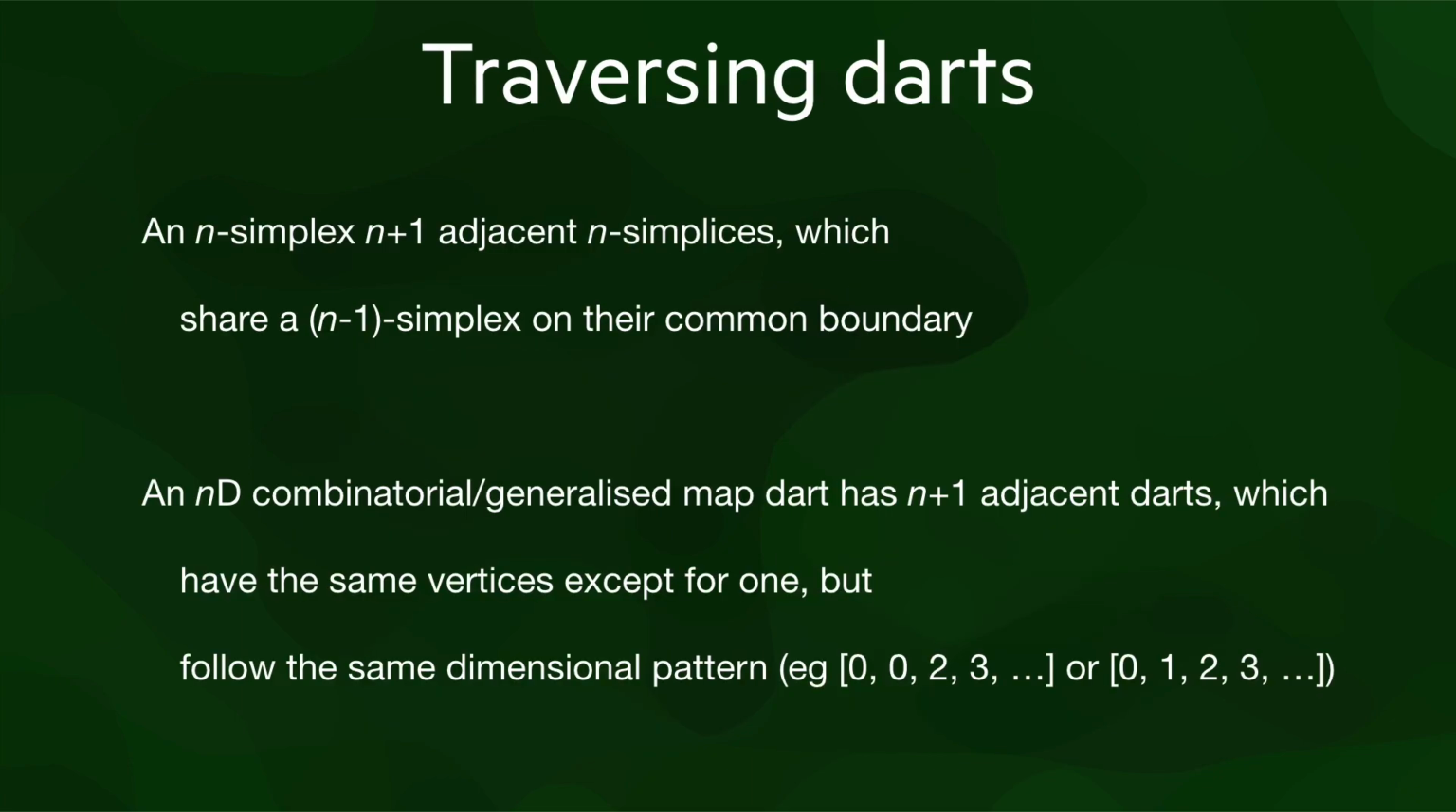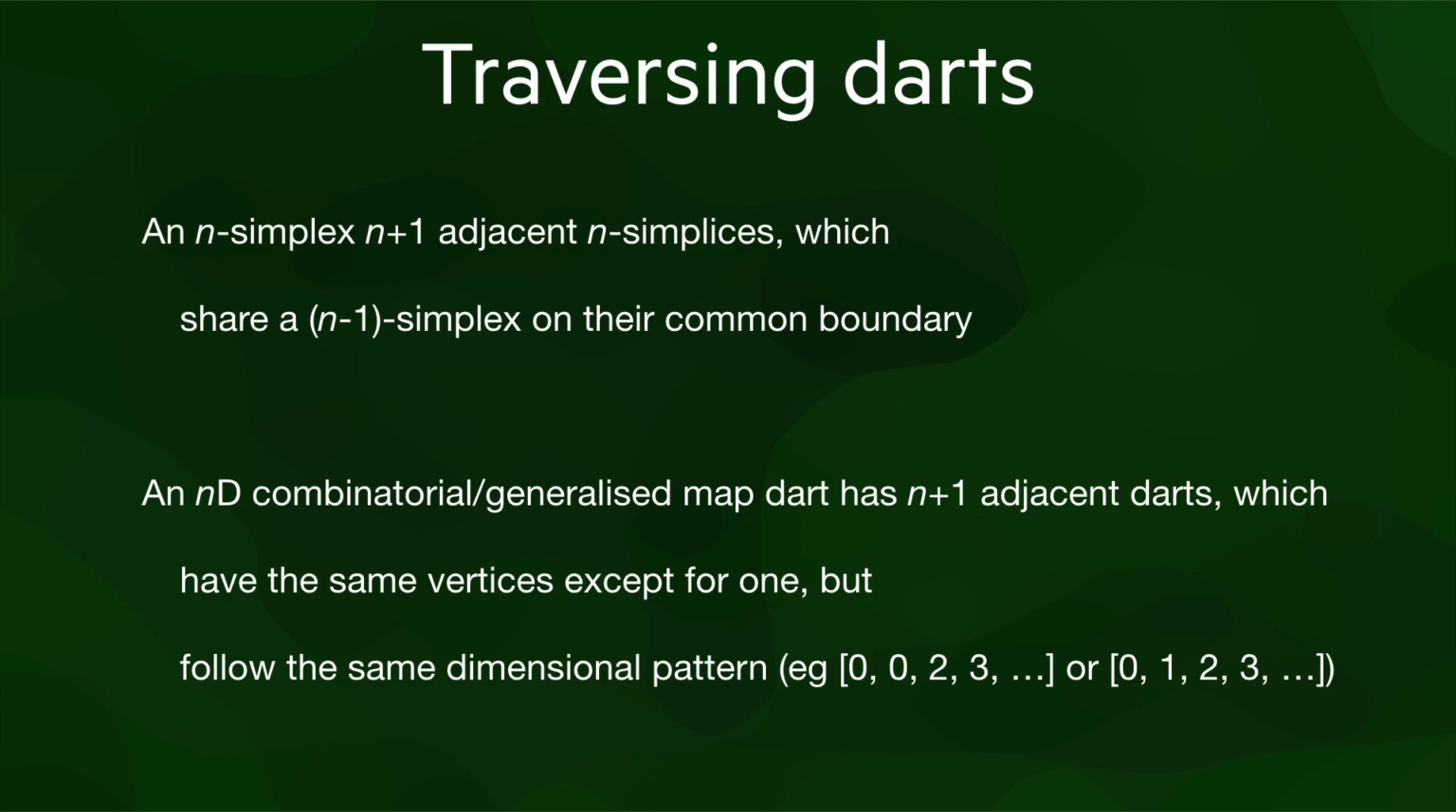Now, let's explain what the relationships between darts are, which are better understood in terms of simplices. An n-simplex has n plus 1 adjacent simplices, which share a common n-1 simplex on their boundary. In terms of darts, then, we know that a dart in an nD combinatorial or generalized map has n plus 1 adjacent darts. Then, because an n-1 simplex on the boundary of an n-simplex has all of its vertices except 1, we also know that two adjacent simplices share all of their vertices except 1.